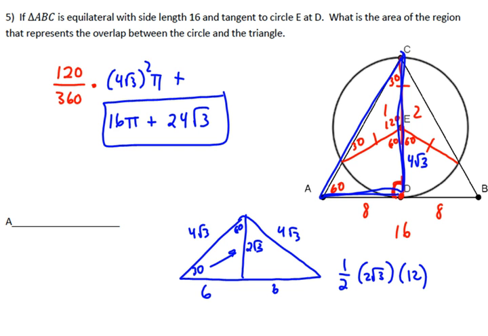So the area of each of these two triangles, 1 and 2, is 12 root 3, and then the area of the sector, this region, is 16 pi, so the answer is 16 pi plus 24 root 3.